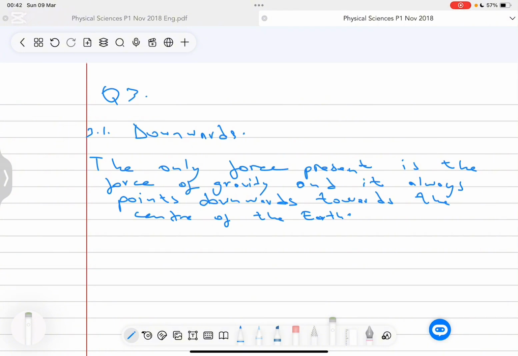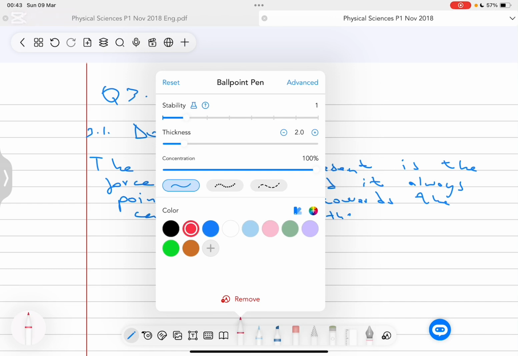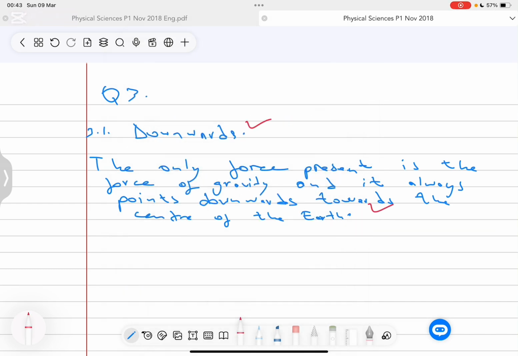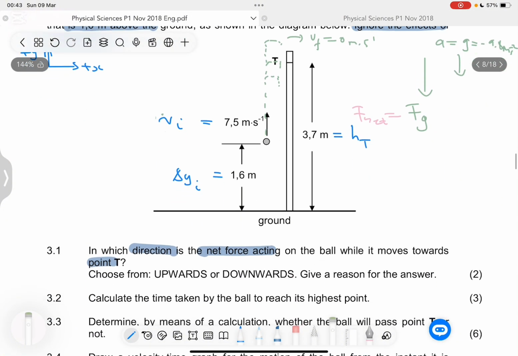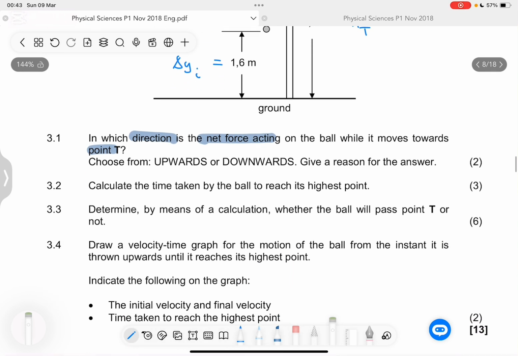So to navigate this answer means we check if our answer is correct, if there's no errors, if the spellings are correct when we have a conceptual question, because we're only writing in words here. So I can have a look at my answer to see if everything is okay. I'm saying here that the only force present is the force of gravity, and it always points downwards towards the center of the earth. That looks good to me, and I can see how I'm going to get the full 2 marks. 1 mark for writing downwards and 1 mark for providing the explanation. That was a good question to revise vertical projectile motion.